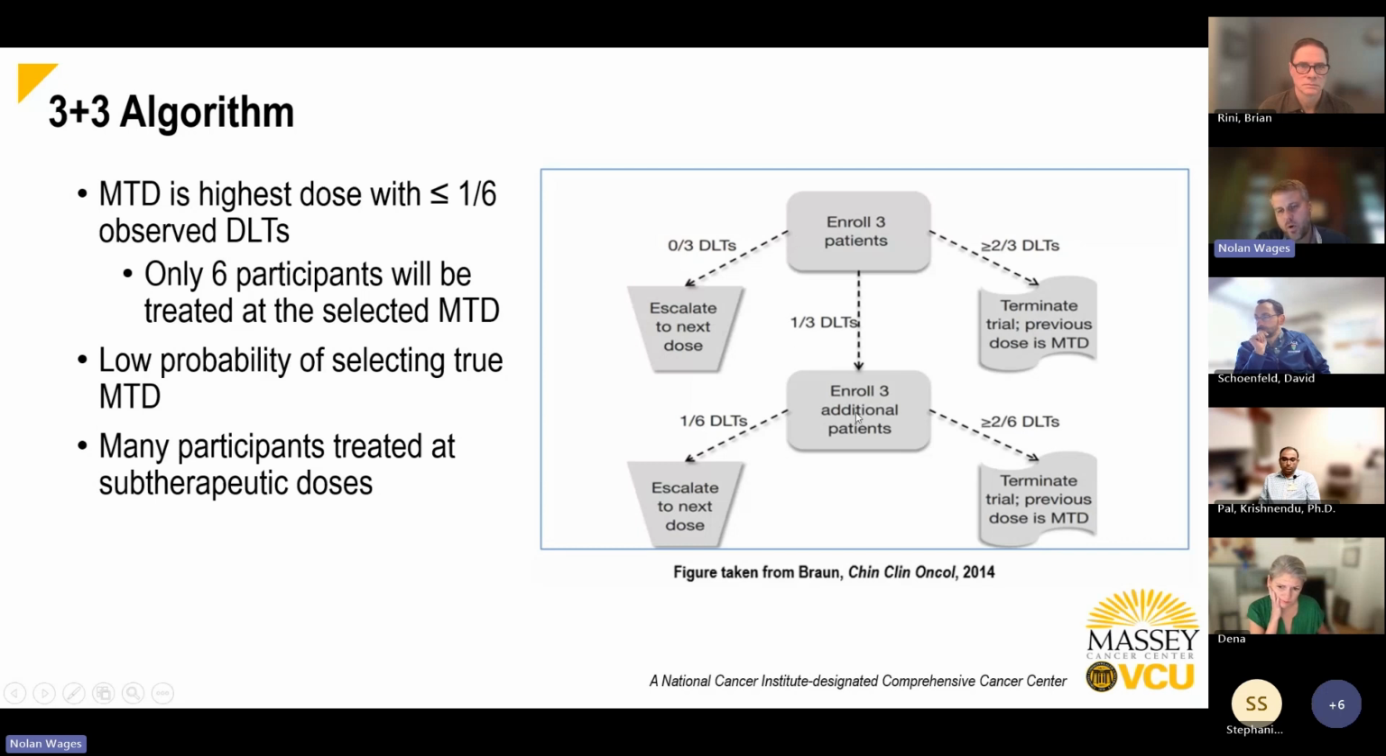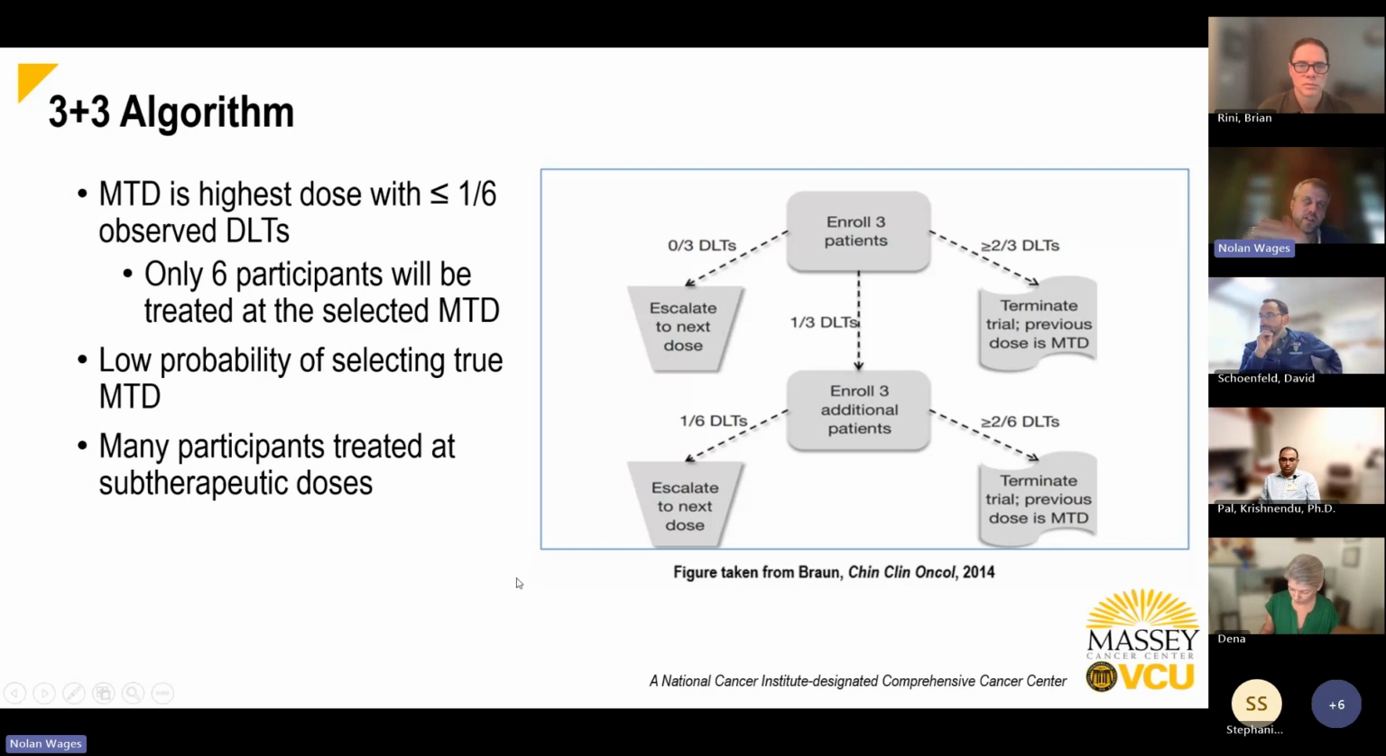In the second cohort of 3, if in total we see 1 out of 6, we escalate the dose. If in total we see at least 2 out of 6, we stop the trial and declare the dose immediately lower as the MTD. So one defining characteristic of this algorithm is that only 6 participants will be treated at the selected MTD. And operating characteristics wise, the statistical properties of this are that it has a low probability of selecting the true MTD. It's not very accurate, and many participants are treated at subtherapeutic lower dose levels.